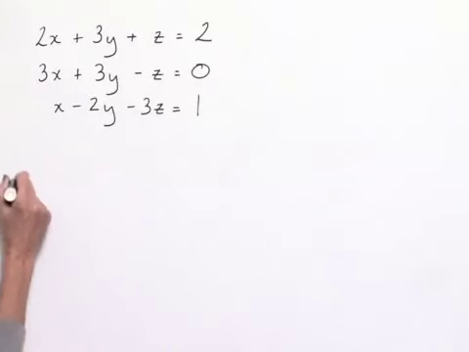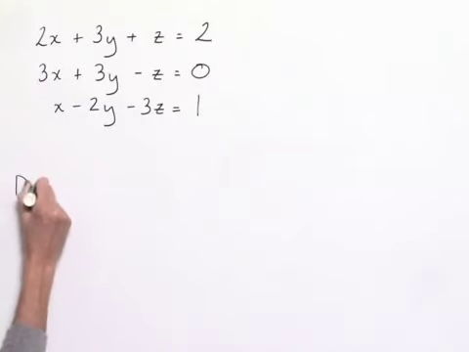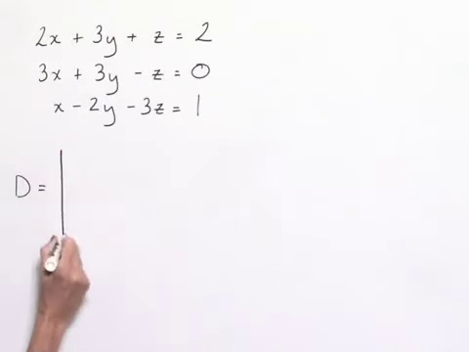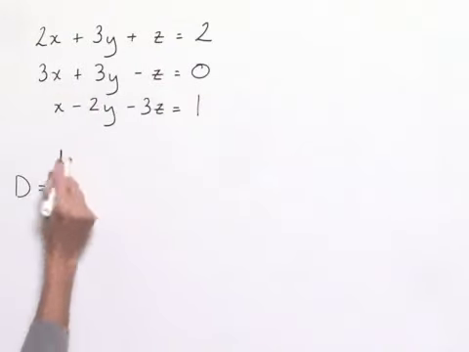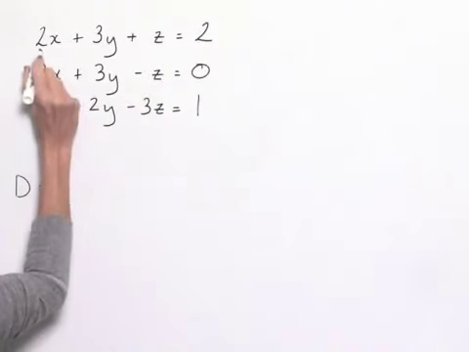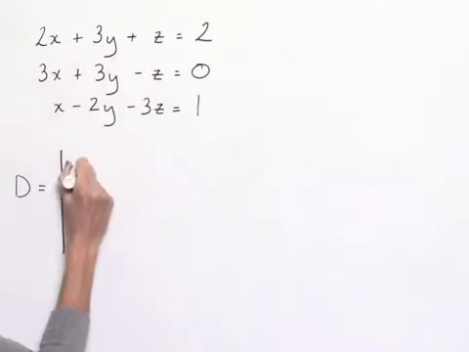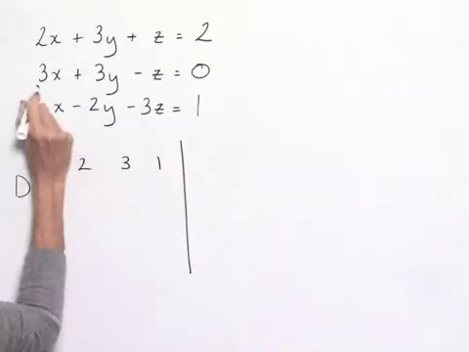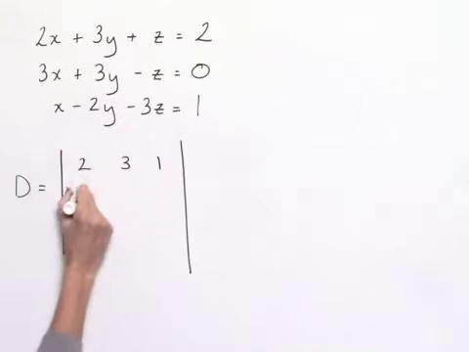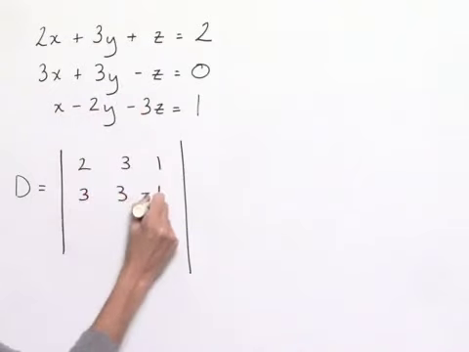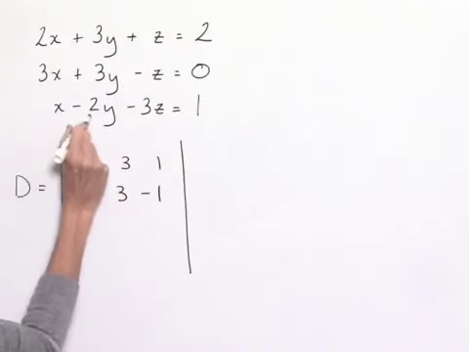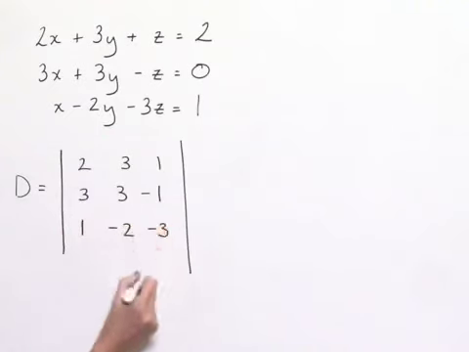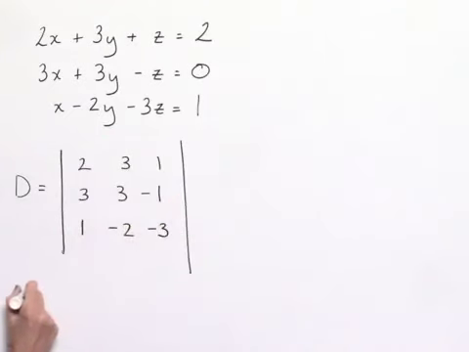We're going to begin by finding a determinant that we're going to label D. It's going to be a determinant made up of the coefficients in each of our equations. So for our first row, we're going to have 2, 3, 1. In our second row, we'll have 3, 3, negative 1. Third row, 1, negative 2, negative 3. Let's go ahead and evaluate this determinant.